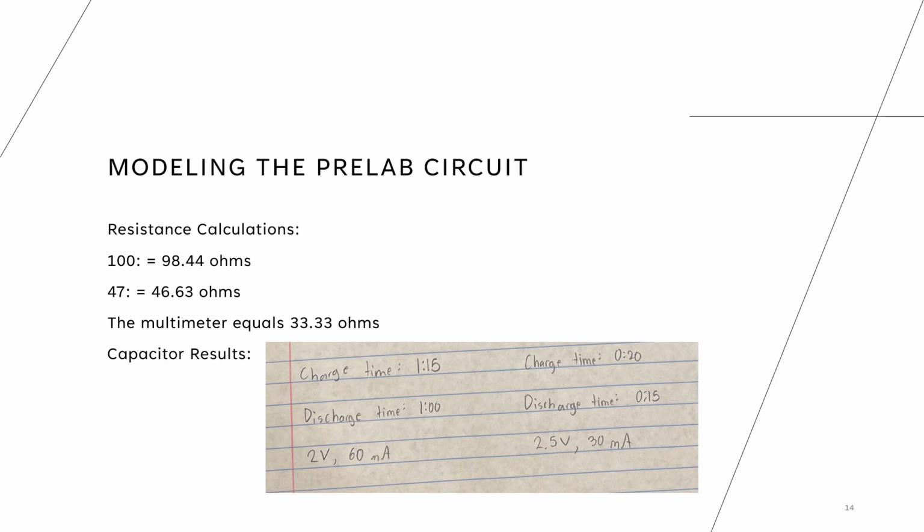The error in the resistors could be due to a number of things. Most likely unfound resistance in the actual circuits, or inaccuracies with the multimeters. And the multimeter's resistance read 33.33 ohms. And then this is an image of the calculations and the timings we found for the capacitor.